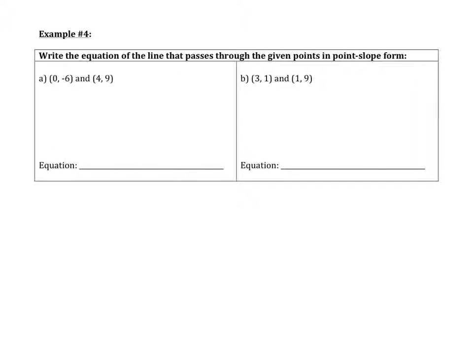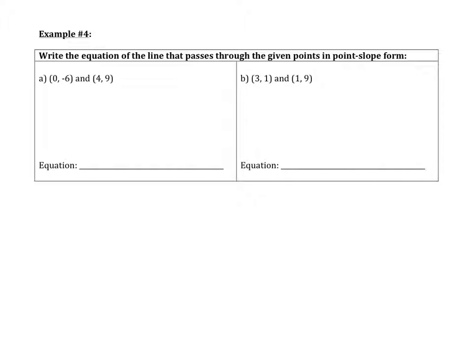Example number 4, write the equation of the line that passes through the given points in point slope form. So remember, in point slope form, I need to be given a point and a slope, or a way that I could find the slope. So if I was given 2 points, I can use y2 minus y1 over x2 minus x1 to find the slope first, in order to then write the equation in point slope form. So let's start with that.